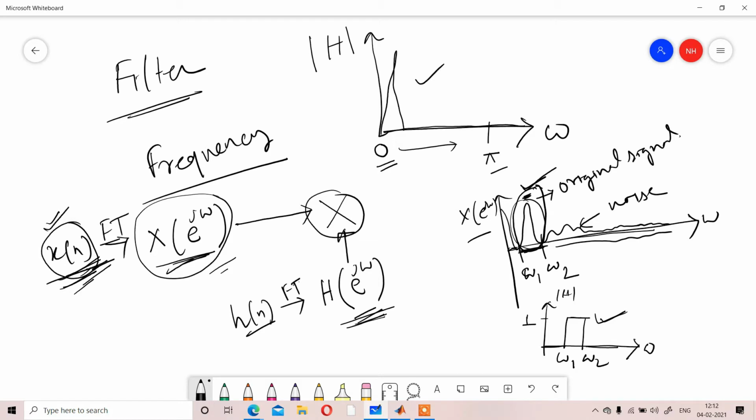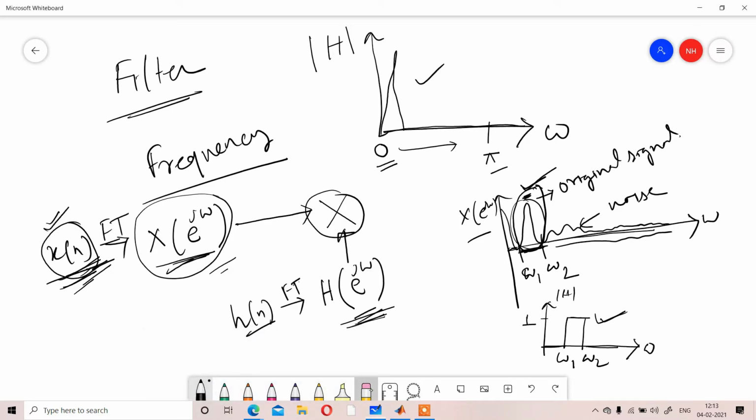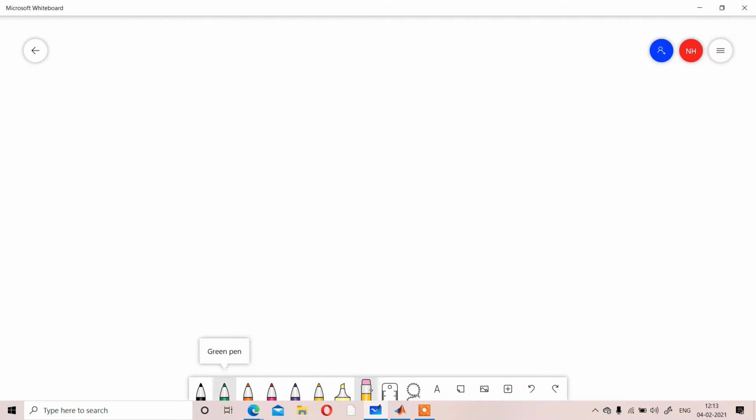Clear, sir. Okay, so now before designing that type of filter, we are going to know the types of filters. What are the types of filter? What should be the characteristics of the filters? That we need to know first. So first consider a low pass filter.